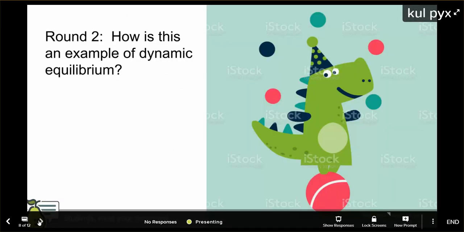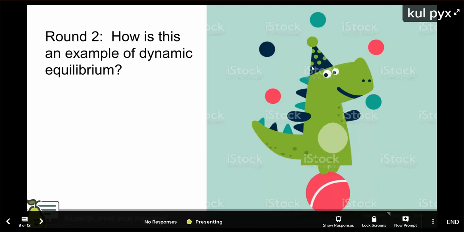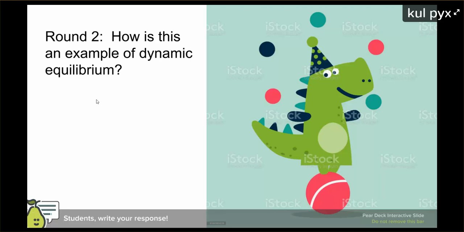Now, moving on to our round 2 of dynamic equilibrium. In this image, we're seeing our friend Rex. He's juggling and he's bouncing on a ball. Right? Doing a lot of juggling here. Can you describe how this Rex is an example of dynamic equilibrium? Remember, dynamic means things are changing, things are moving, and equilibrium again reverts back to the forward is the same as the things going backwards.